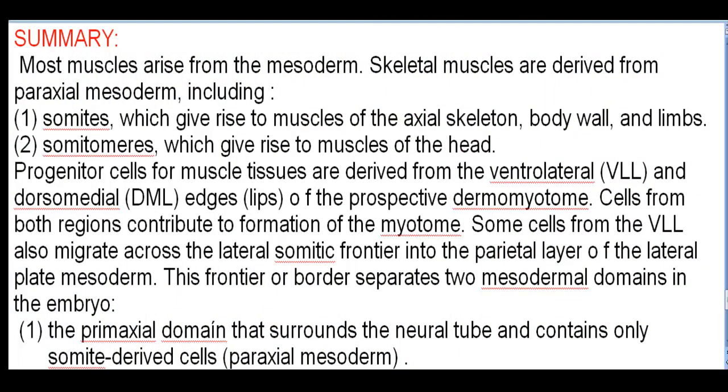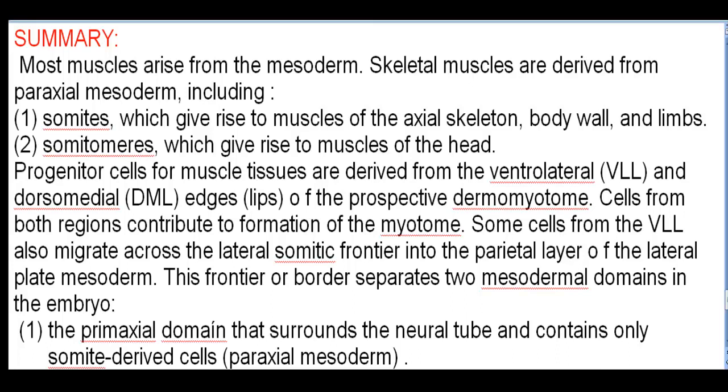Summary: most muscles arise from the mesoderm. Skeletal muscles are derived from paraxial mesoderm, including 1. Somites, which give rise to muscles of the axial skeleton, body wall, and limbs. 2. Somitomeres, which give rise to muscles of the head. Progenitor cells for muscle tissues are derived from the ventrolateral, VLL, and dorsomedial, DML, edges, lips, of the prospective dermomyotome. Cells from both regions contribute to formation of the myotome.